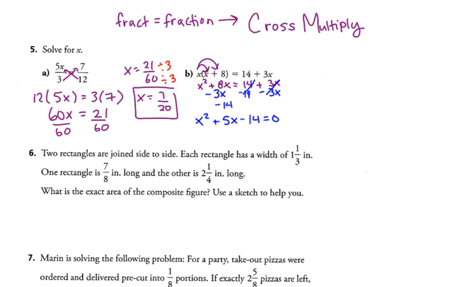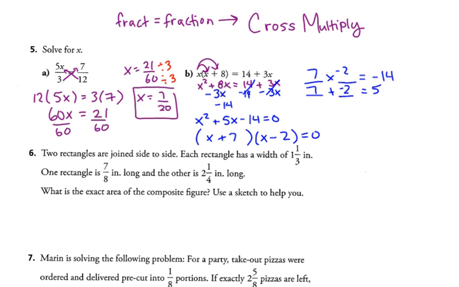How do we deal with factoring simple trinomials? Two numbers that multiply to -14 and add to 5. 7 and -2. Correct. And so we go straight to x plus 7, x minus 2. And so what's our solution? -7 would make this 0, and +2. X equals -7 and +2.